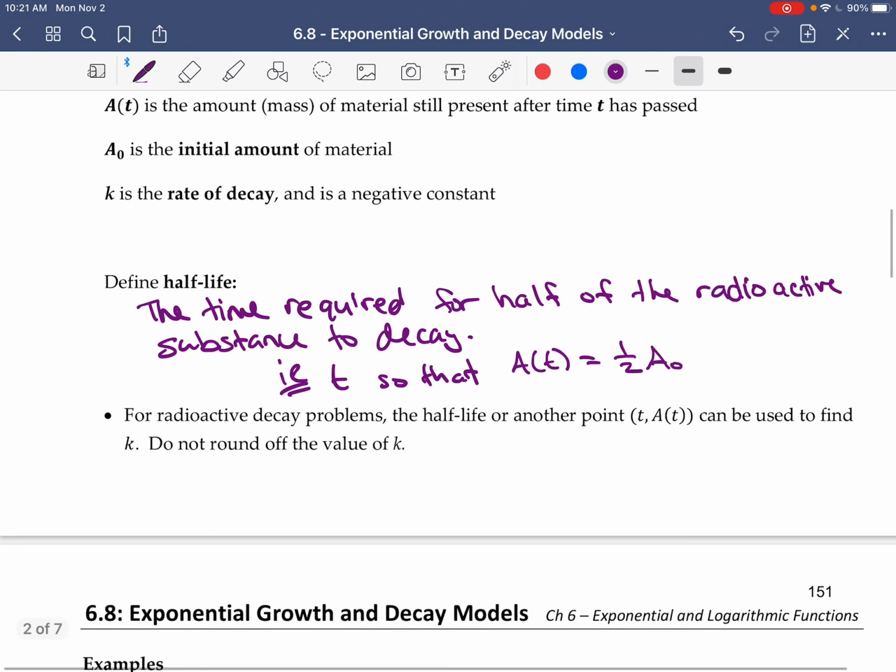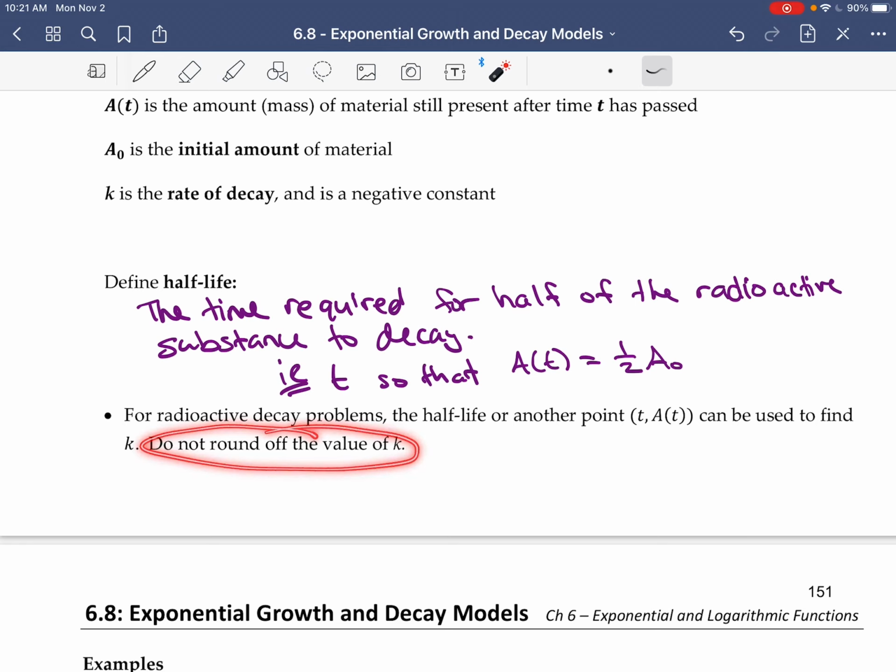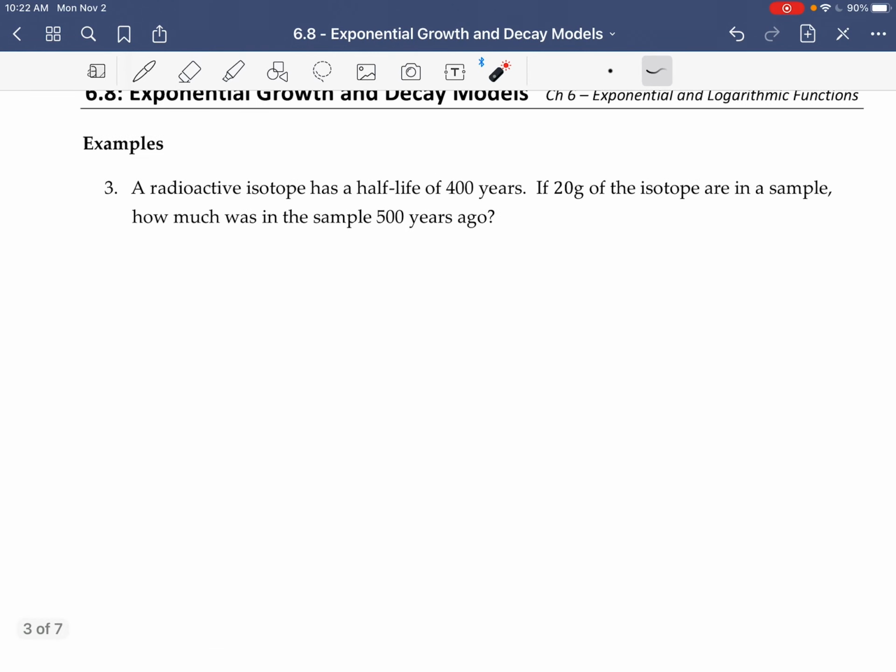So for radioactive decay problems, the half-life, or it might be another point, maybe some measurement that you've taken, can be used to find the k value. But you want to be careful. The k values are not usually nice numbers, and you want to try and avoid rounding them, because even small rounding makes a big difference. Okay, so let's do an example.